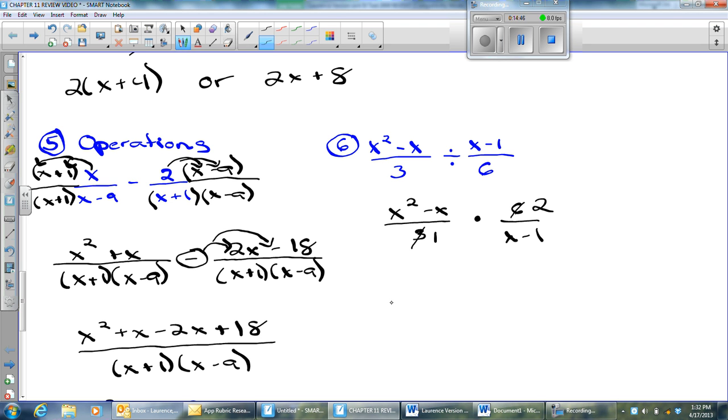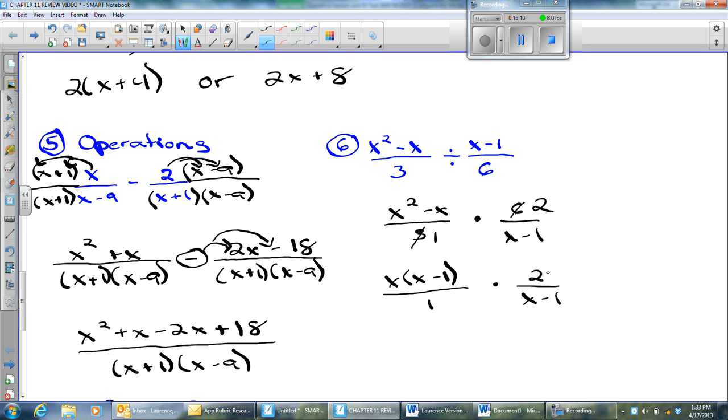So now I'm going to take out a GCF of 1x out of this numerator. So if I take out a 1x, I'm left with x minus 1 over 1 times 2 over x minus 1.